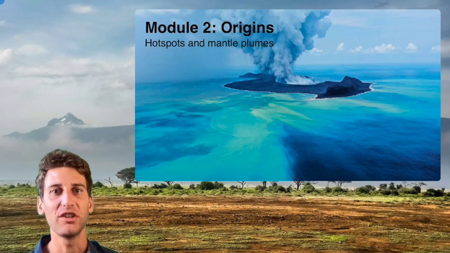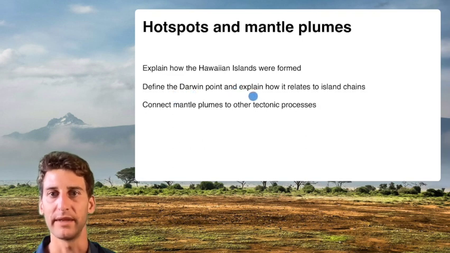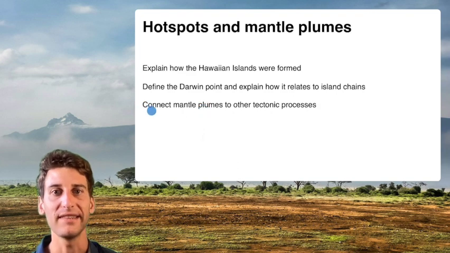So we're going to wrap up this section by looking at hotspots and mantle plumes. In this video, we'll explain how the Hawaiian Islands were formed, and we'll define this concept called the Darwin point and explain how it relates to the lifespan of island chains. Lastly, we'll connect this idea of mantle plumes as a process that's forming island chains like Hawaii to other tectonic processes that we've considered so far.